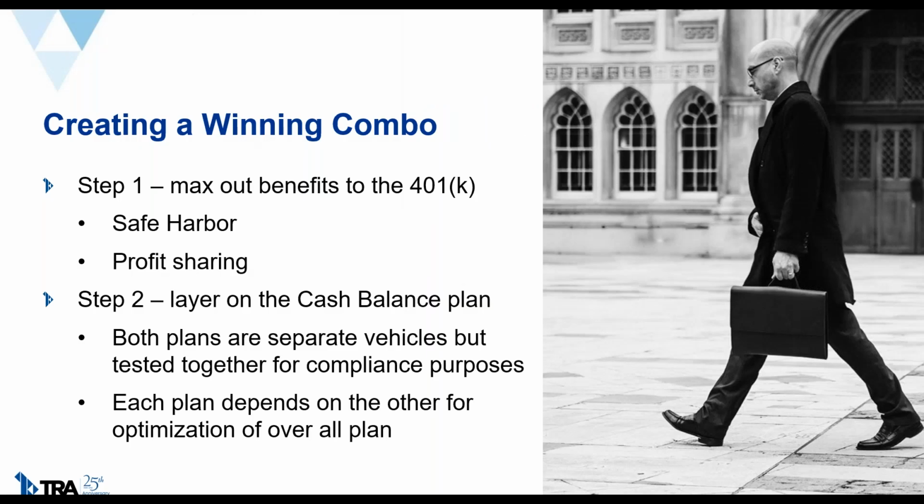So now, designing a winning combo. What is our typical situation? Step one, in most situations, we want to take full advantage of the 401k component of the plan. If you're under age 50, you want to get 19.5 into the plan. If you're over age 50, you want to get that extra $6,500 into the plan.